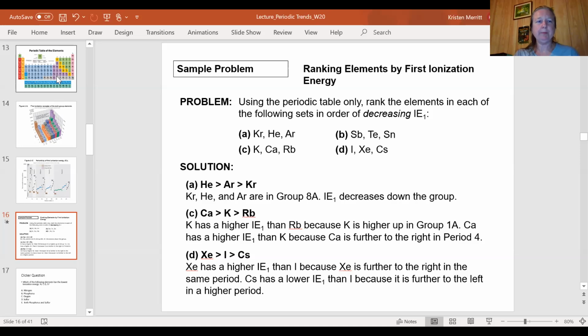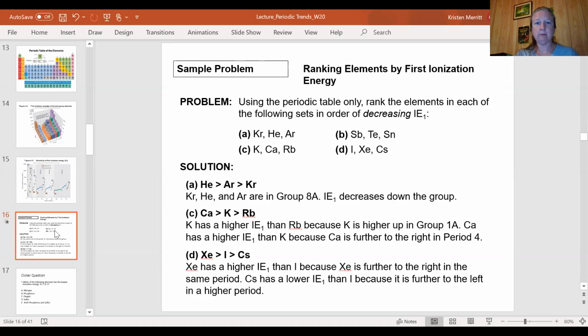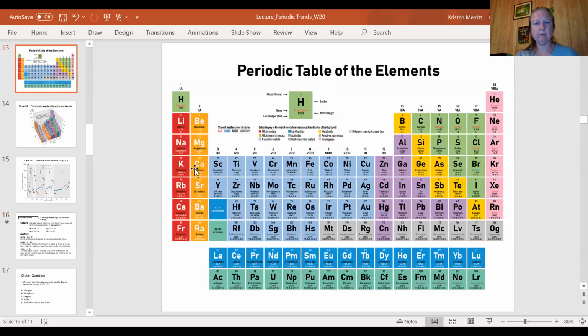Potassium, calcium, and rubidium. Potassium is here, calcium is here, and rubidium is down here. So rubidium is higher period number, and it's further left. So that would have the lowest ionization energy, and then potassium, and then calcium. Oh, I think I said that backwards. Calcium has the highest ionization energy. It's further to the right. Potassium has the next highest. Rubidium has the lowest ionization energy because it's larger and it's further to the left.